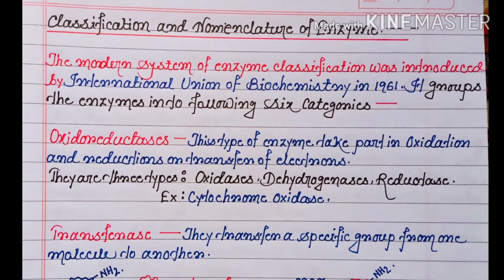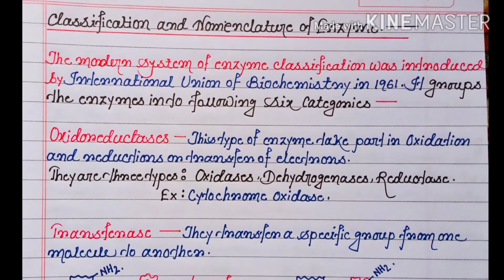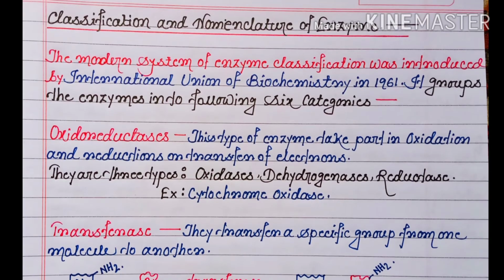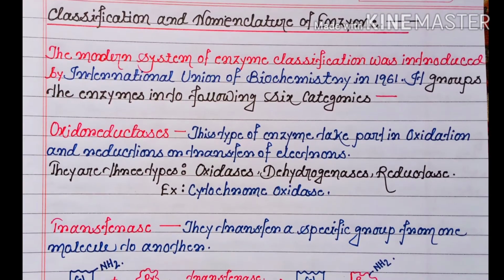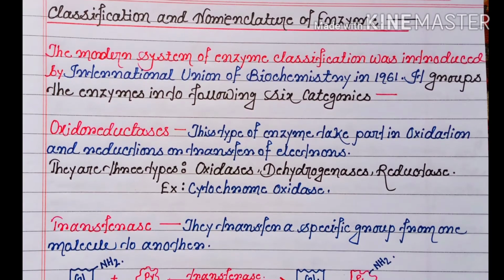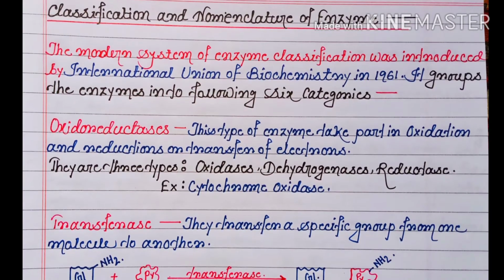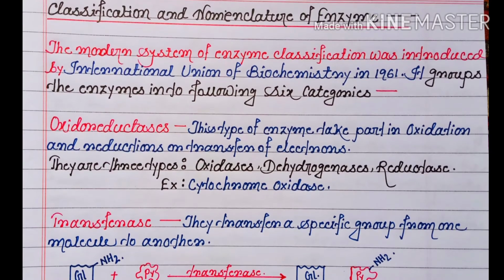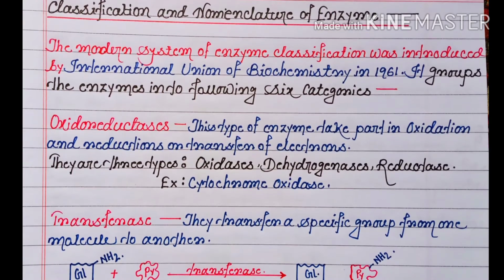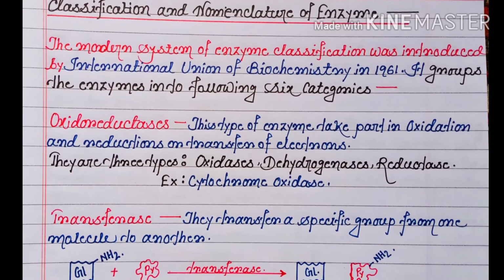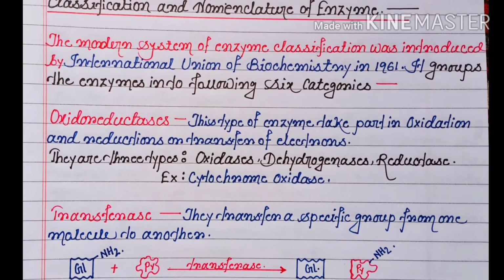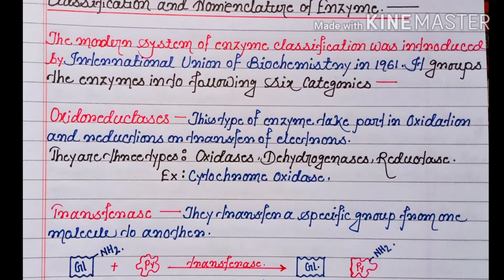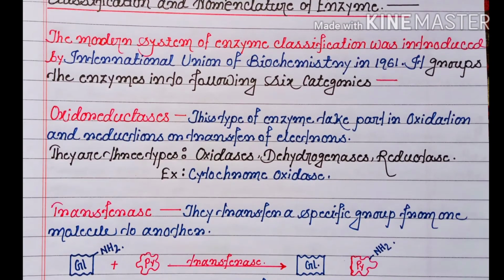The first one is oxidoreductase, and this type of enzyme takes part in oxidations and reductions or transfer of electrons of a substrate. Basically, there are 3 types. First one is oxidase, second dehydrogenase, and third reductase. And an example of oxidoreductase is cytochrome oxidase.